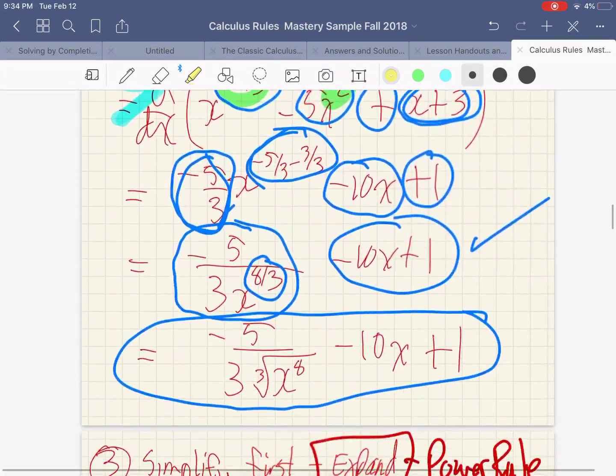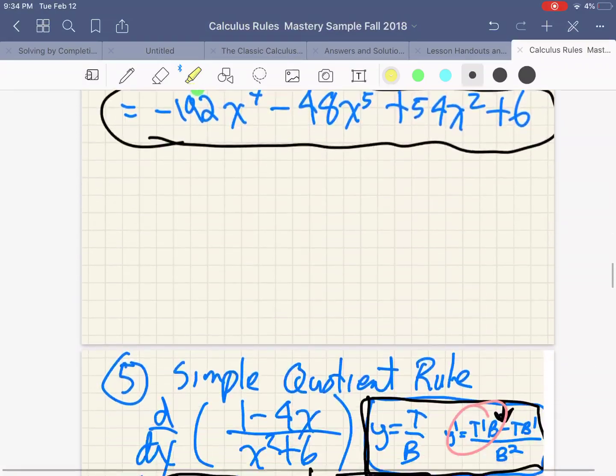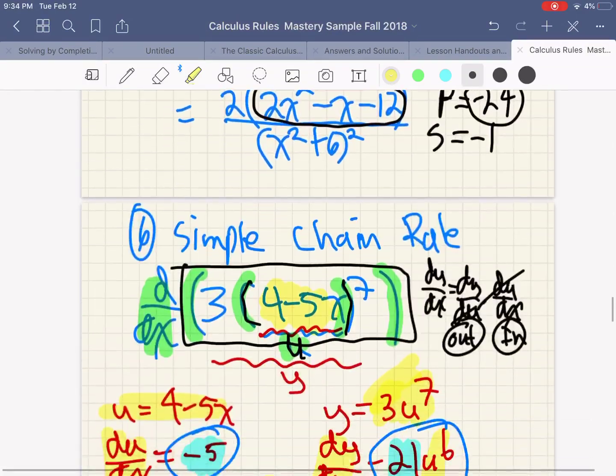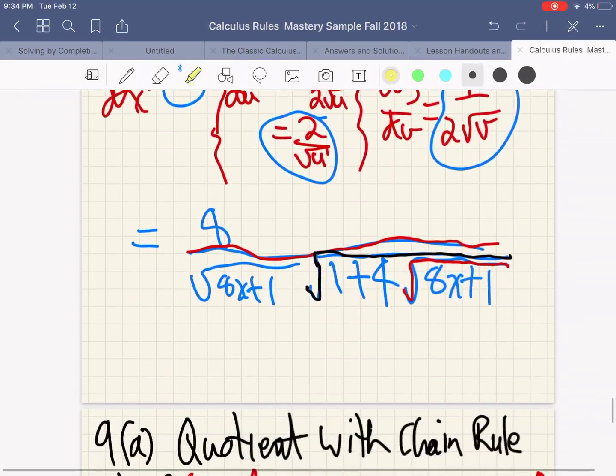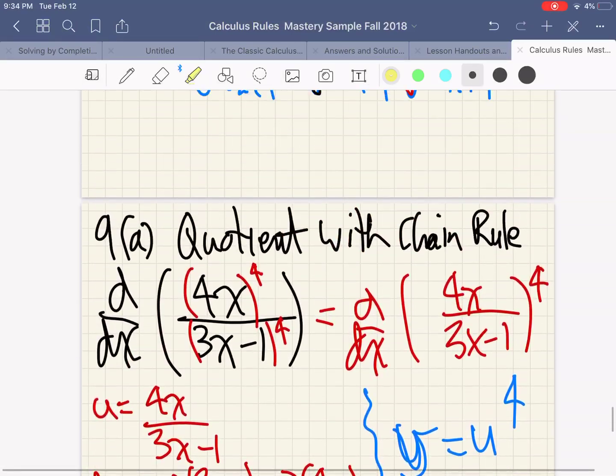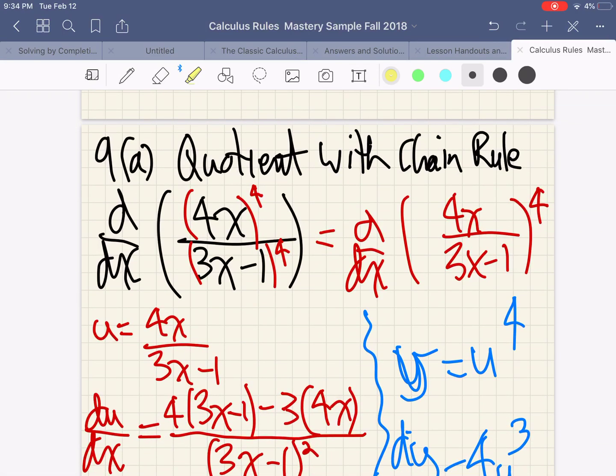This would be screencast number 4 of 4 for the Calculus Rules Mastery Test. We've done the power rule, the chain rule, the product rule and the quotient rule. The last thing we're going to do is combine the quotient rule and the chain rule. Okay, so here's our first example.